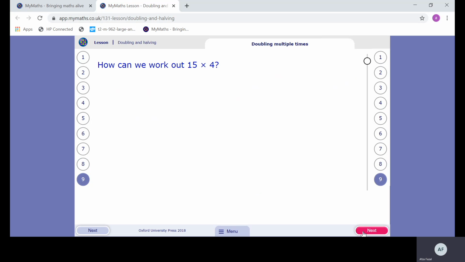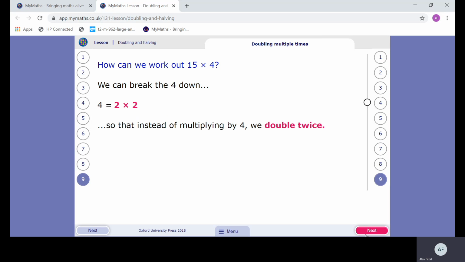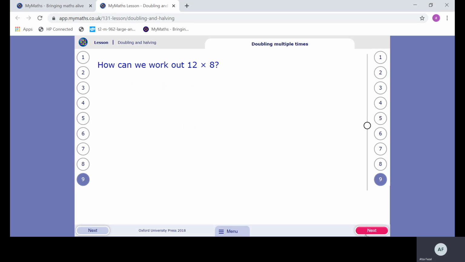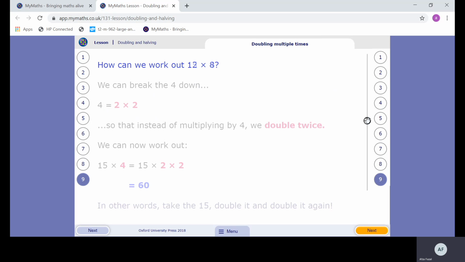Can we work out 15 times 4? Break the 4 down to 2 times 2. So instead of multiplying by 4, we're doubling twice. So we can work out 15 times 2 times 2. In other words, take the 15, double it, and double it again. So 15 doubled would be 30, double again, 60.